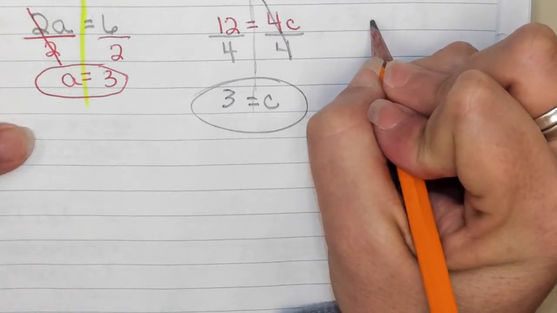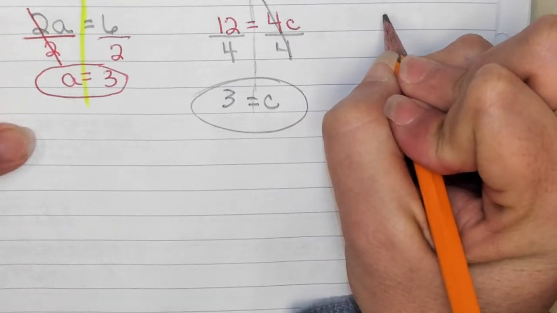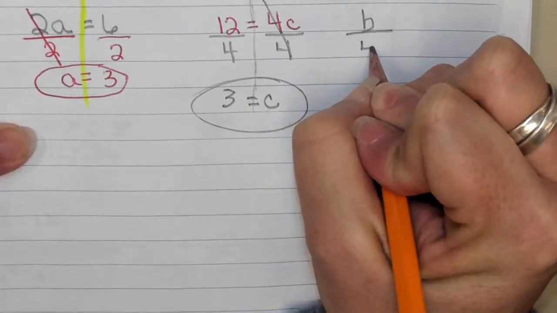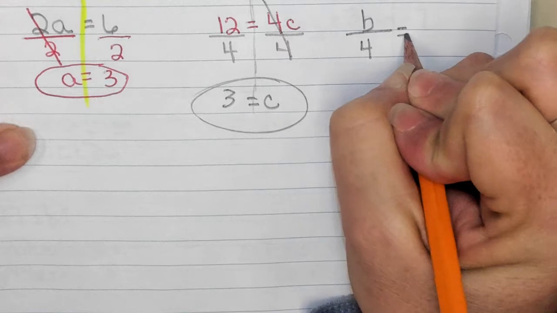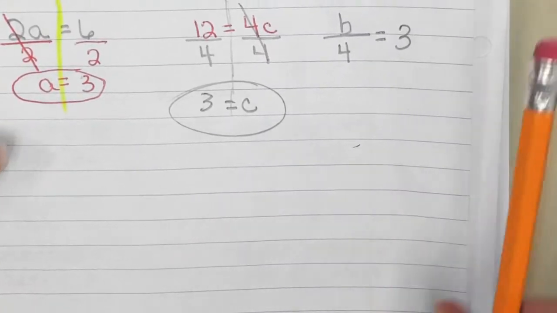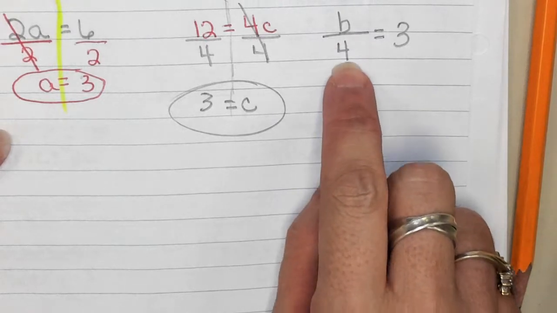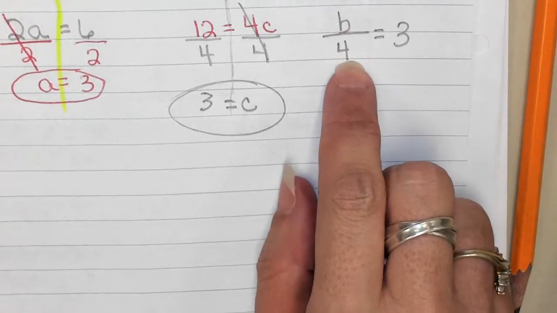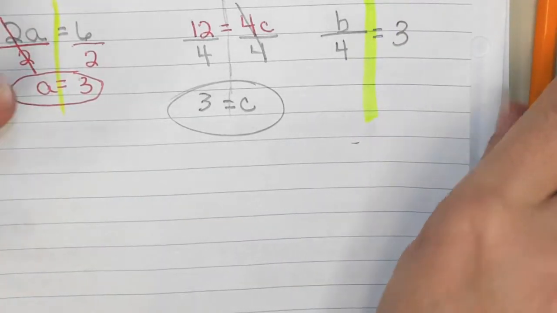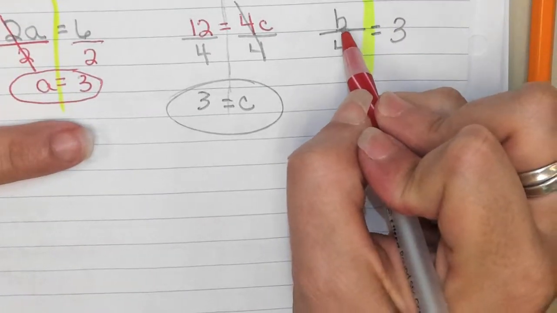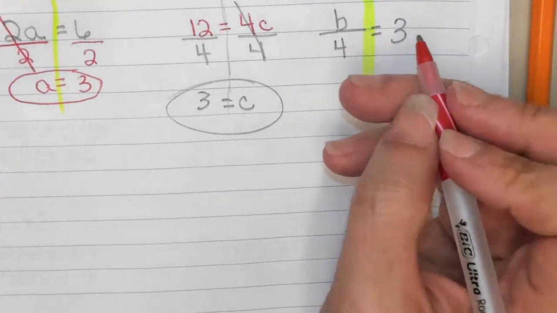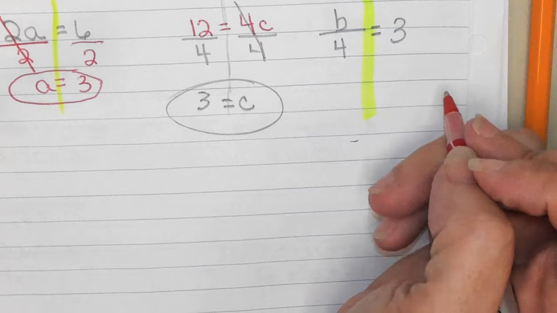Now, go into the next one. Let's say you have something like this. You have, let's see, okay, B over 4 equals 3. Okay. Now we're finally seeing one that is division. This is B divided by 4. You've still got that imaginary line right there, okay? So, if it is B divided by 4, we need to get rid of it by doing multiply.